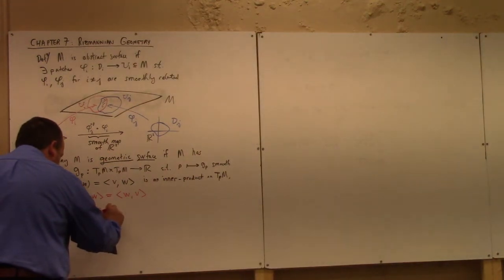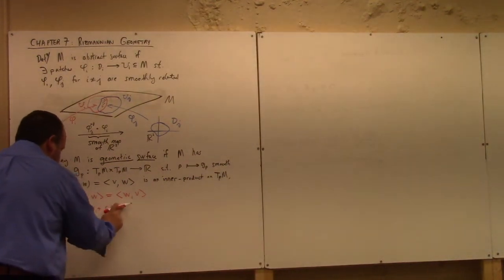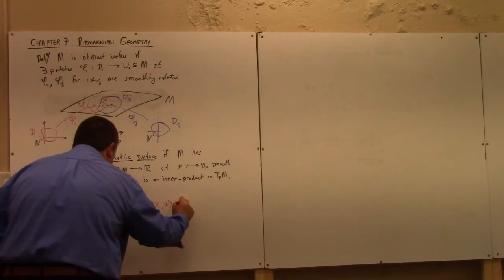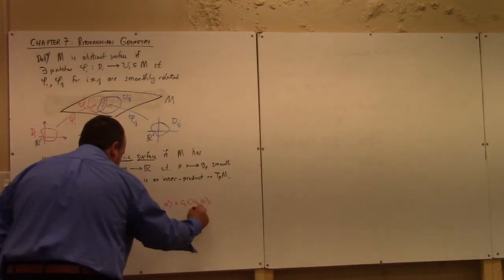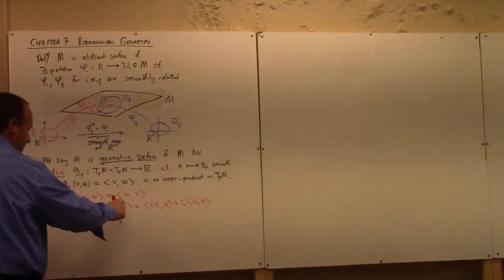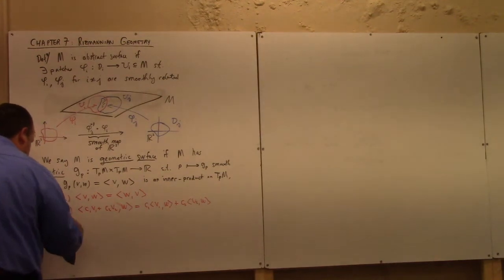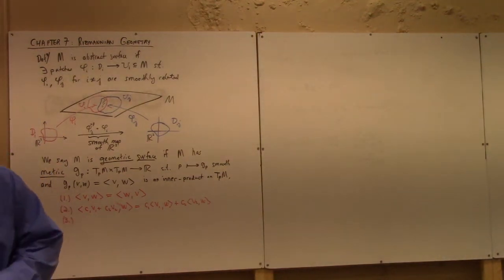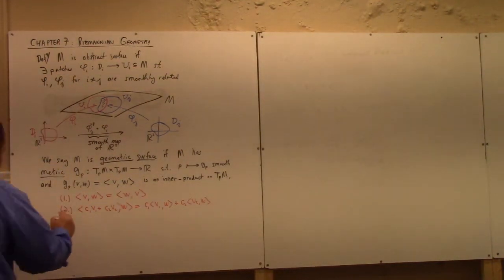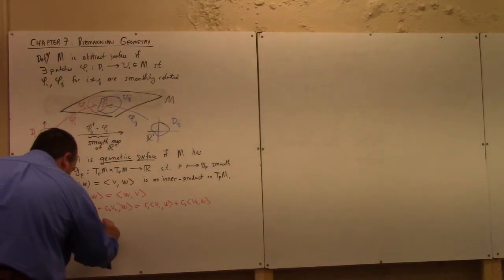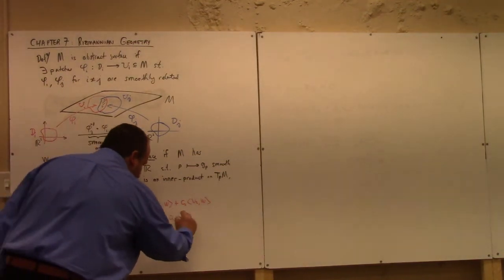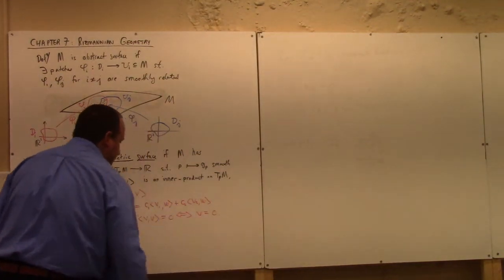They're linear. They're composable. And likewise for the second slot, right? We can also break up sums in the second slot. And then 3, the inner product of a vector with itself is non-negative, and the inner product of a vector with itself is equal to 0 if and only if what? It's the 0 vector, right?